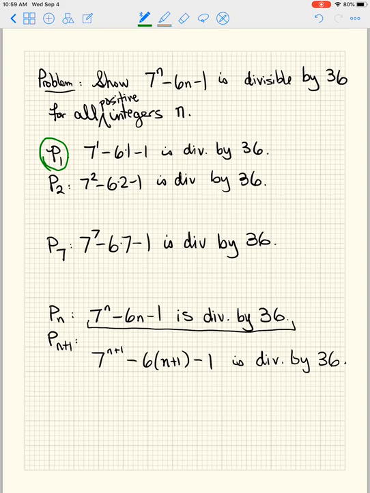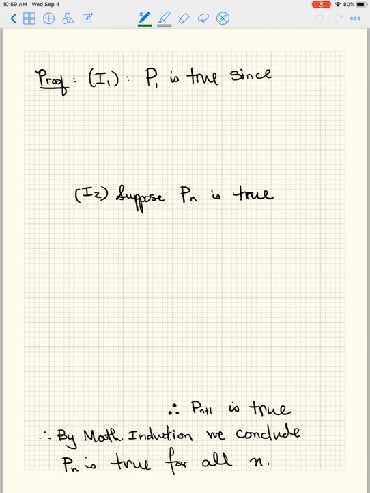And our other strategy is going to be to show that if Pn is true, then Pn plus 1 is true. So if we've proven the statement in row n, then automatically we're going to get the statement in row n plus 1. So let's see how that goes. I've set up our basic induction outline. You could even write this for every induction problem because they're all going to go kind of the same way. Our first step is to show that P1 is true.